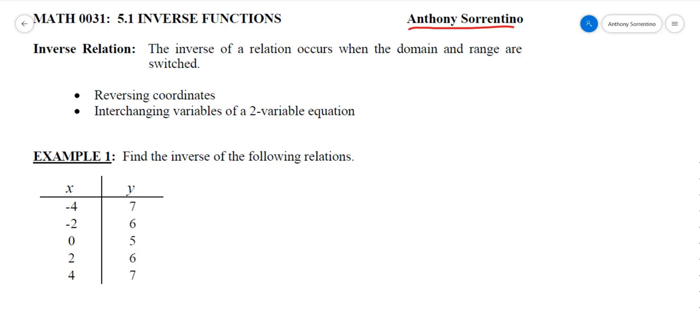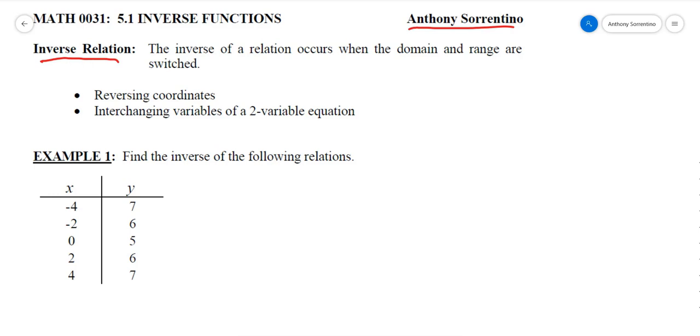So we start with talking about an inverse relation first. Now, when I mention something about an inverse relation, it holds true for an inverse function too. But the inverse of a relation occurs when the domain and range are switched. That's basically all it is. So if I'm given ordered pairs or a table of values like in example 1, all I have to do is reverse the coordinates. If I'm given a formula, I interchange the variables in the two-variable equation, and then I typically solve for the new y variable.